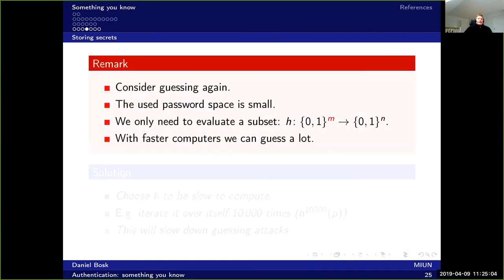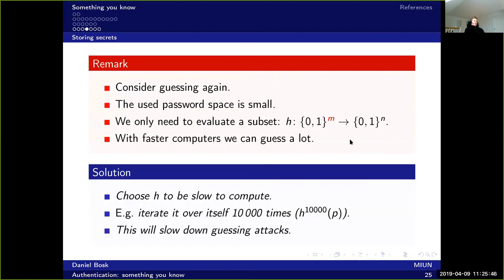Now, consider guessing here again. The password space is rather small, and we only need to evaluate a subset of the possible input space to the hash function. And with faster computers, we can guess a lot. So if we get a list of these hashes, we can simply make a guess, run it through the hash, and we see if we get a hit to find the password. So this is an offline attack that we can do. If we get hold of this list, then we can guess as much as we like until we find the passwords.